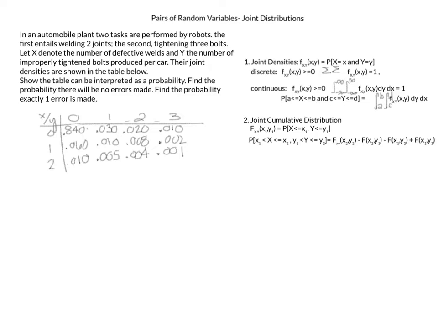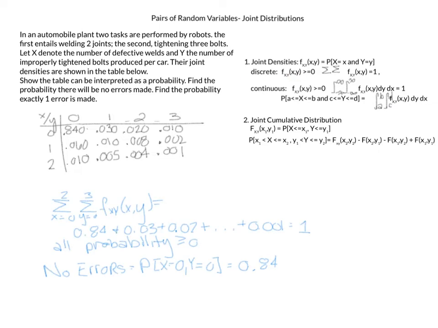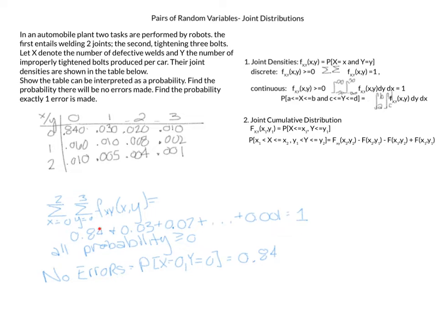The first part, which is to show that this table can be interpreted as a probability, is about these two properties here. First, all the probabilities are greater than or equal to 0, so there are no negative probabilities. And then second, this is the discrete case we're looking at, so if we sum all of these numbers, and I'll let you do that yourself, you will get 1. So it can be interpreted as a probability. I have the summation written over here. And the two facts are that it sums to 1 and all probabilities are greater than or equal to 0.